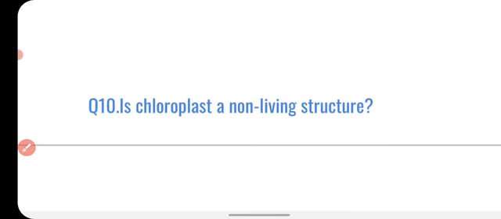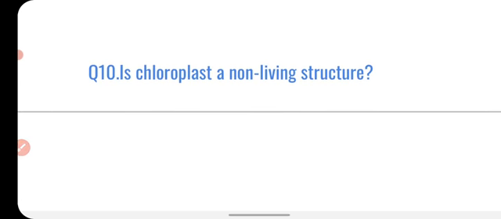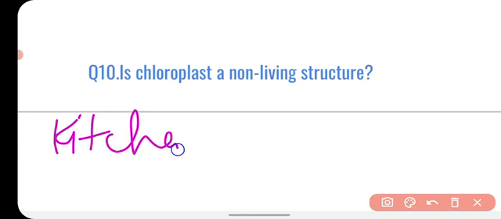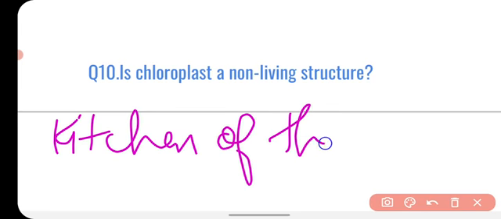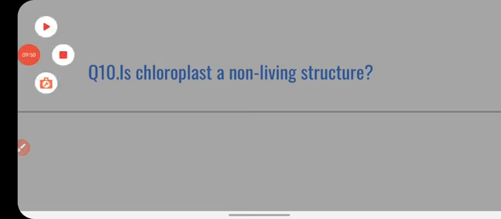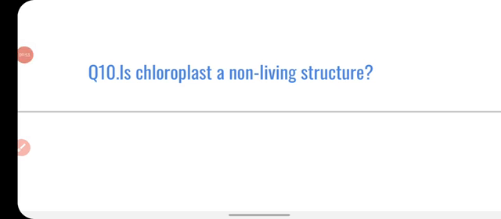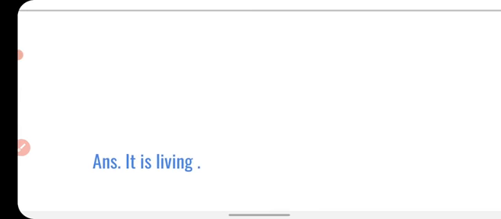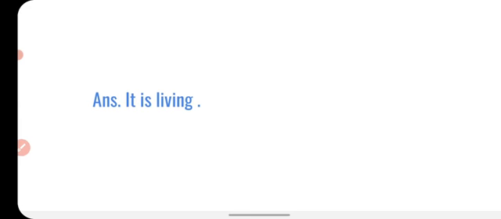Next question is, is chloroplast a non-living structure? So chloroplast is a type of plastid which is called the kitchen of the cell. It is called the kitchen of the cell because this is the organelle where glucose is produced, the food is produced in the plant cell. So is it living or non-living? Can you guess? So this is living. All kinds of plastids including chloroplast are living. It behaves like a living component.